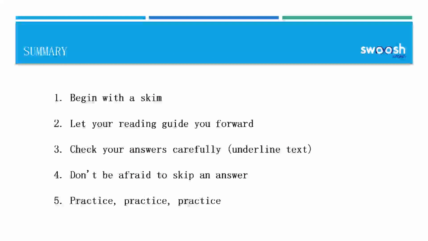So as a summary, remember, begin with a skim, get the general idea of the texts first, and then once you've got your general idea, it'll be much easier to answer the next set of questions, 8 to 20, letting your previous reading guide you forward so you know which text to look at to find the answers to the specific information questions. Check your answers carefully. Think about underlining words in the text to make sure that you're spelling them correctly when it comes to writing the answers. Don't be afraid to skip an answer if you're spending too long on a question. Then you're taking away the opportunity from answering other questions. And finally, before you get into that exam room, the more practice you do, the more prepared you're going to be when it actually comes to doing reading Part A.